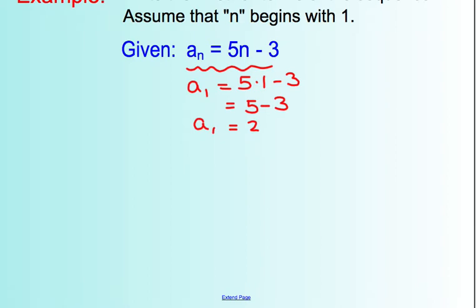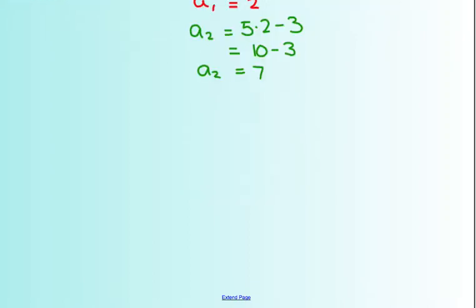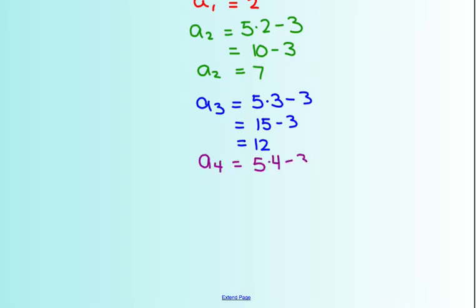Now we're going to plug in 2. So a sub 2, plug in 2. 5 times 2 is 10, minus 3 is 7. So a2, the second term in the sequence, is 7. Now we'll go to the third one. 5 times 3 minus 3, 15 minus 3 is 12. More left. A4, 5 times 4 minus 3, 20 minus 3 is 17.